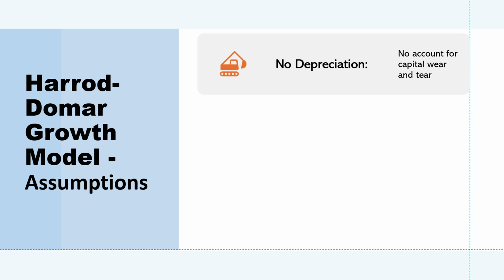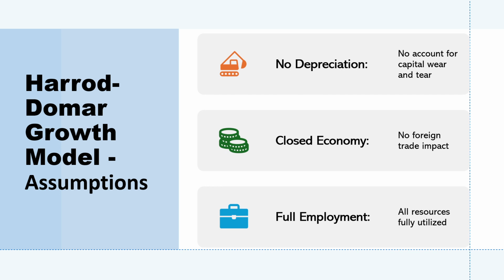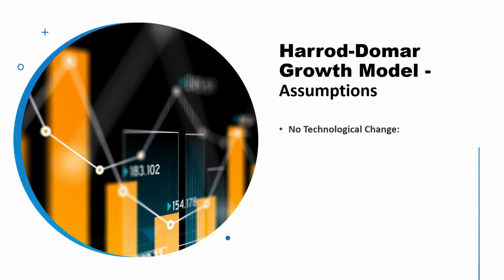Fourth one is closed economy. The Harrod-Domar model assumes a closed economy with no foreign trade. This assumption excludes the impact of international trade and foreign investment on economic growth. Fifth one is full employment. The model assumes that the economy operates at full employment, meaning that all available resources including labor are fully utilized. This overlooks the possibility of unemployment or underemployment affecting growth.